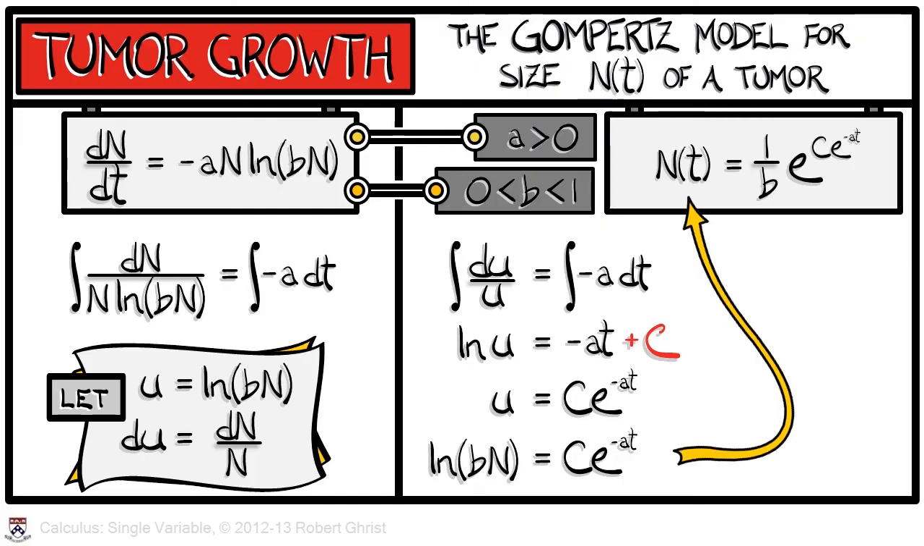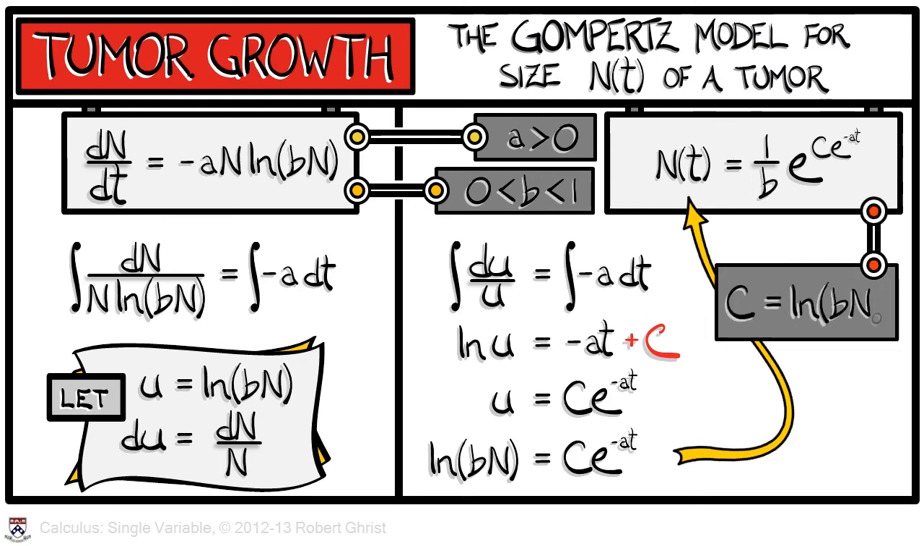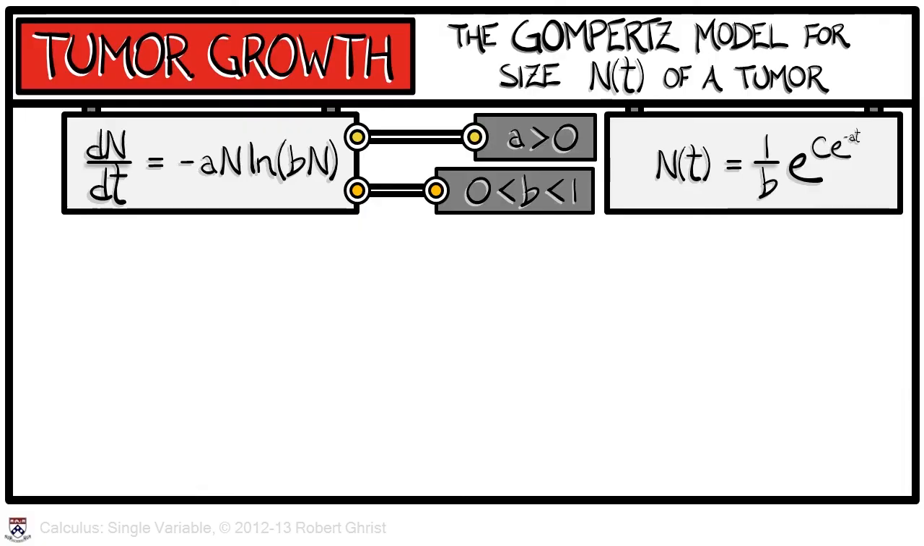This is a double exponential. It has an exponential in the exponent. Now, what about this constant c? I'll leave it to you to check that c is given as the log of b times n naught, where n naught is the size of the tumor at time 0. But deriving the solution is not the end of the story.